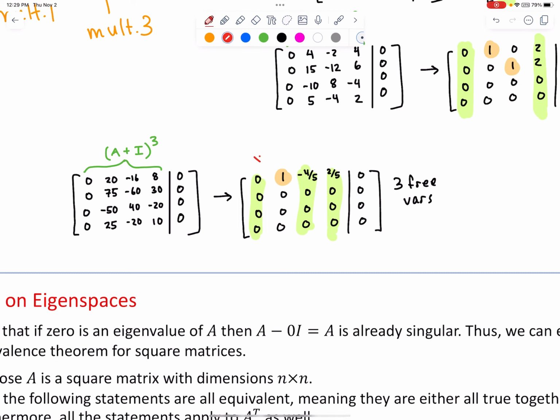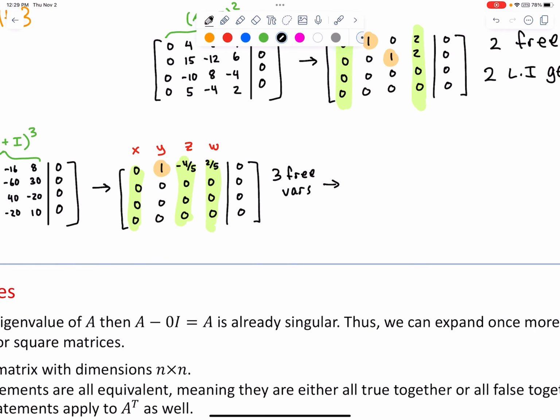So let's say our variables are x, y, z, and w. So our general solution will be x. Now x is free, so it's just itself. The pivot position's in the y column, so y is not free. It'll depend on z and w in this case. And the first row would read y minus 4/5 z plus 2/5 w has to be 0. So in other words, y has to be 4/5 of z minus 2/5 of w. Now z is free, so z is itself, and w is free, so w is itself. And here's your general form of the non-zero solutions.